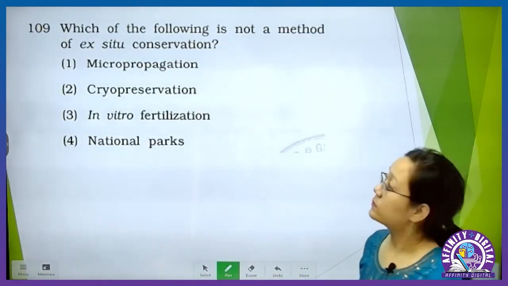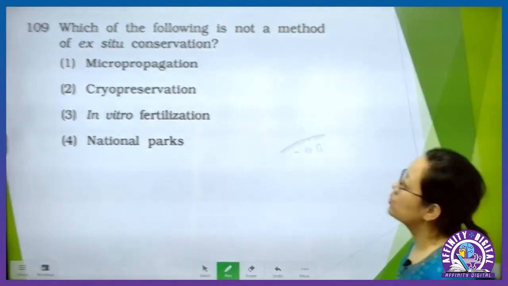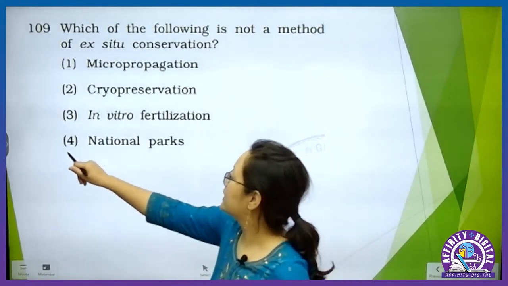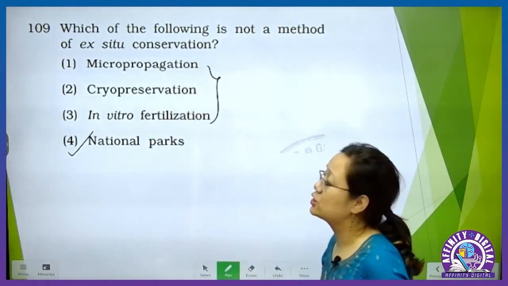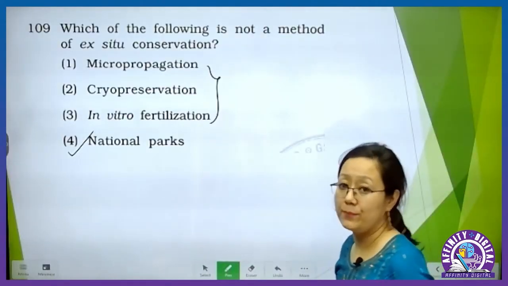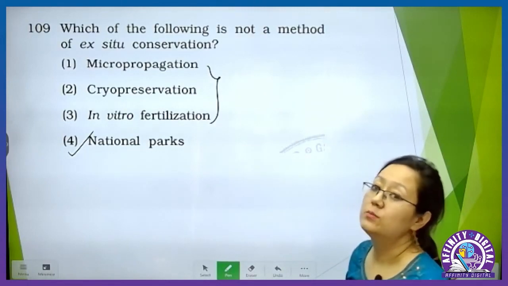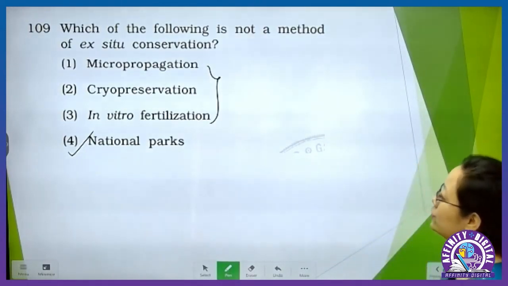109. Which of the following is not a method of ex situ conservation? This should be national park. These three will come under ex situ conservation, meaning conservation outside the natural habitat. But national park will come under in situ, conservation in its own natural habitat. So the answer is 4.